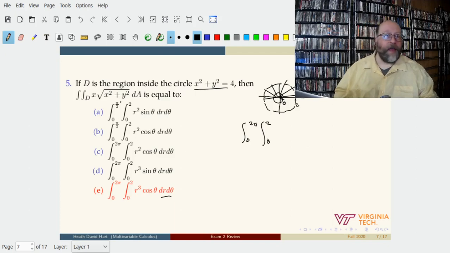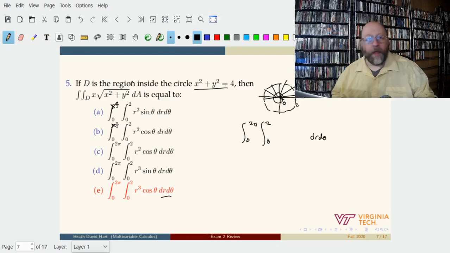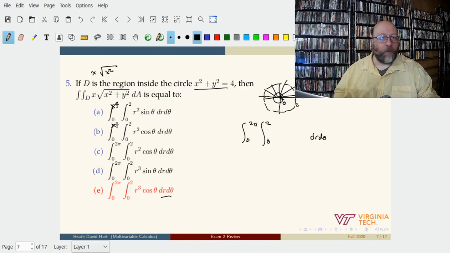Now that doesn't help because all of our choices go from 0 to 2 pi, or 0 to 2, except for the first two choices. Those two are wrong. So what we have to look at is what's going on inside this function. And what we have is x times the square root of x squared plus y squared.